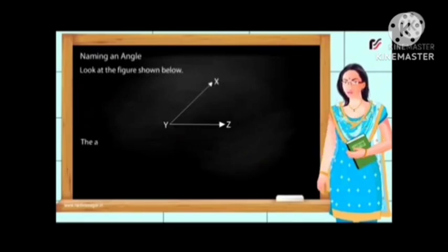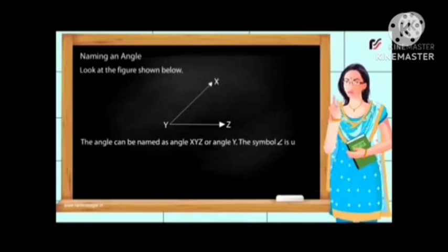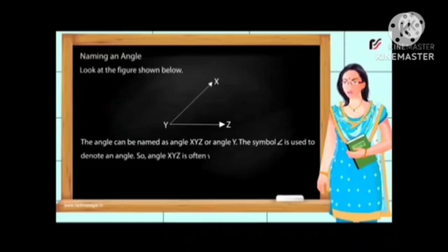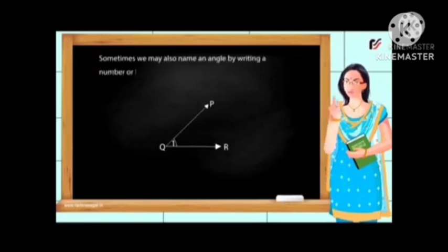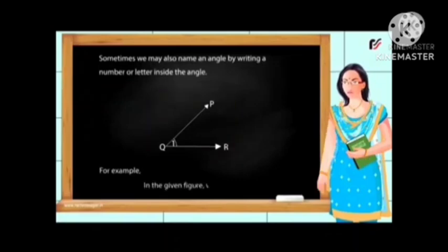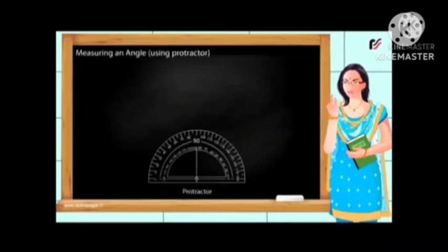Naming an angle. Look at the figure shown below. The angle can be named as angle XYZ or angle Y. The symbol ∠ is used to denote an angle. So, angle XYZ is often written as ∠XYZ. Similarly, angle ZYX is written as ∠ZYX. Sometimes we may also name an angle by writing a number or letter inside the angle. For example, in the given figure, we write angle PQR as angle 1.